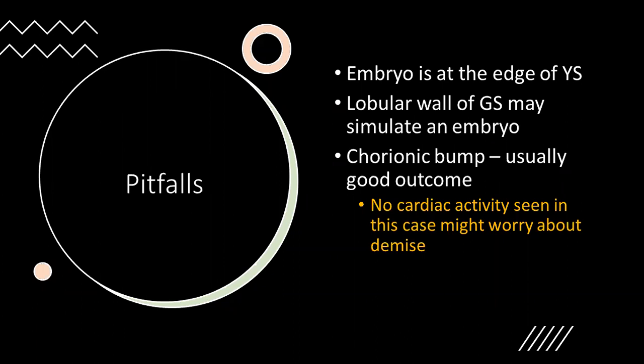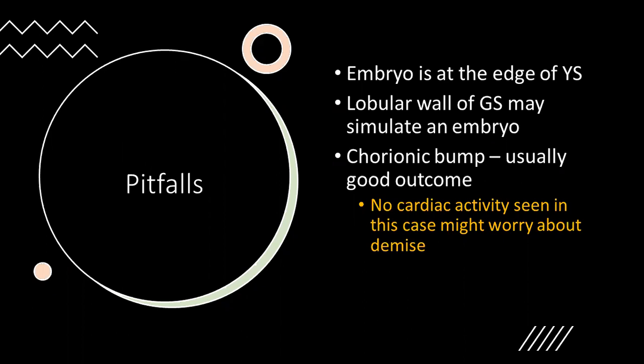So whilst we are looking at our definitive diagnostic signs, we have a few pitfalls. Sometimes the embryo can be at the edge of the yolk sac, which makes it difficult to appreciate the heartbeat. You might actually document that there is no heartbeat when it's there because the embryo is close to the edge of the yolk sac. So you need to be careful. You need to really look closer.